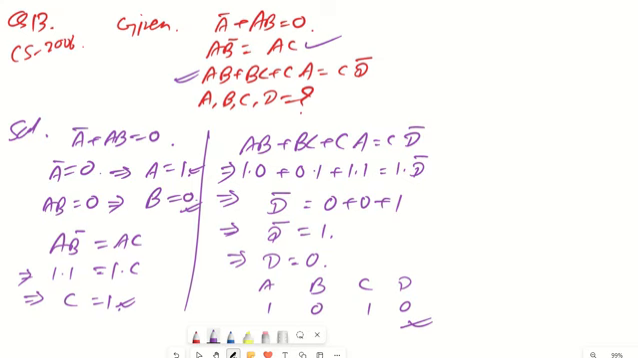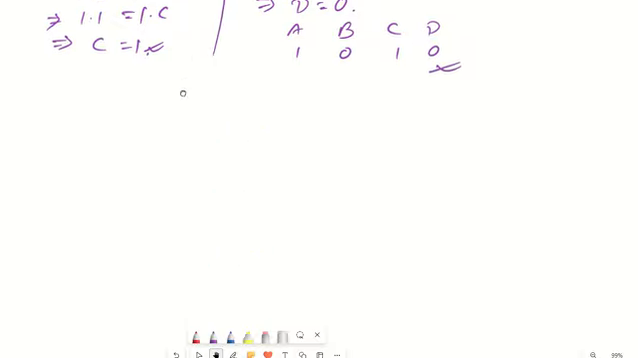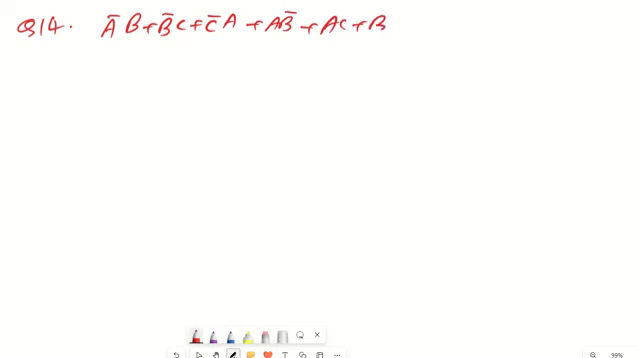Good. Let us take another question. We have to find out the simplified value of the following expression. Okay. So the question was A bar B plus B bar C plus C bar A plus AB bar plus AC plus B plus C bar. Okay, so this is the question. We have to find out the simplified value of this.